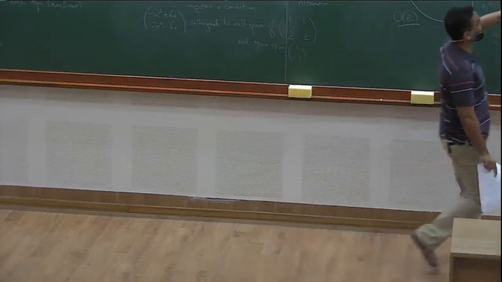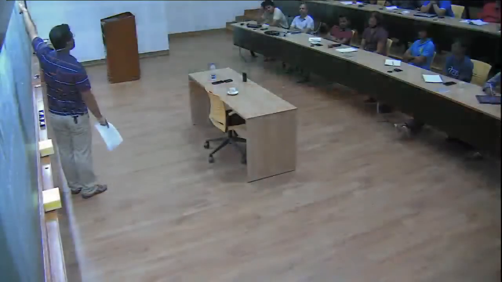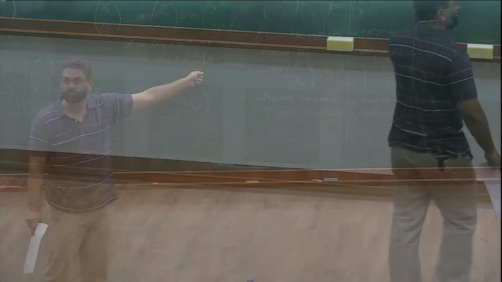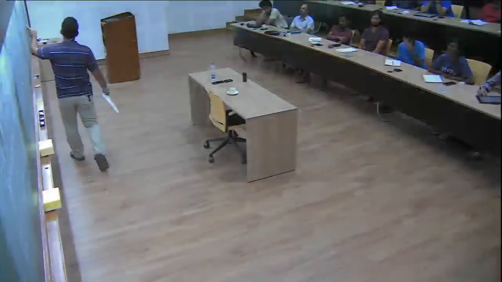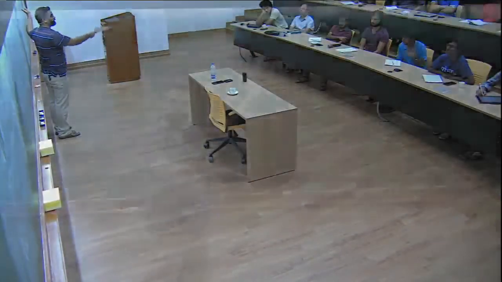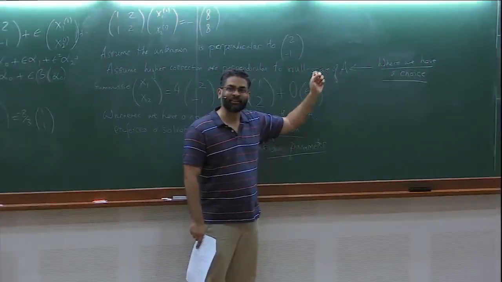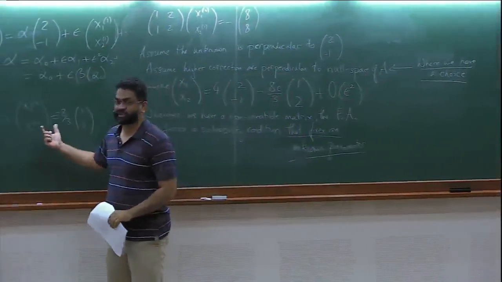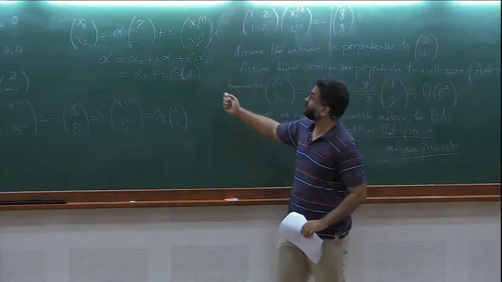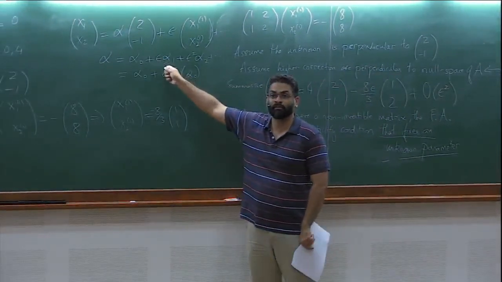And you can write the solution as alpha times a vector plus epsilon times another vector that is a function of alpha naught and beta. This statement, as Amit pointed out, has to be only true up to order epsilon. So the correction to this is order epsilon. That's why I have epsilon alpha 1.